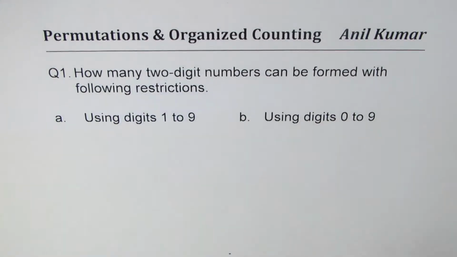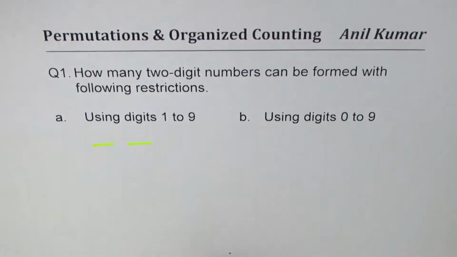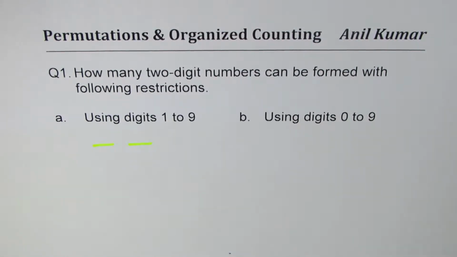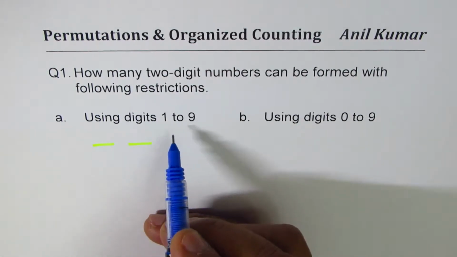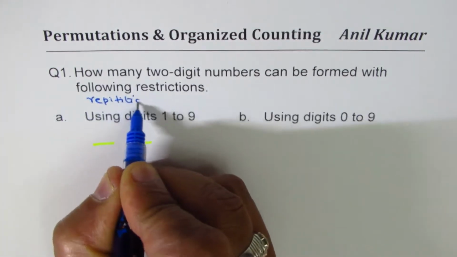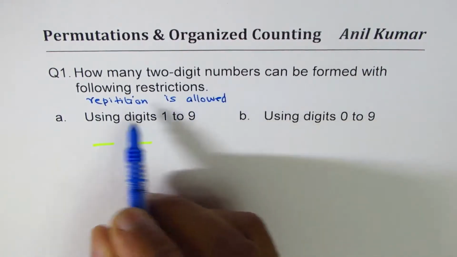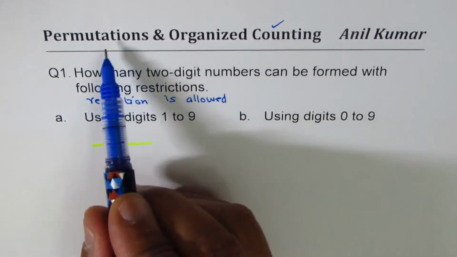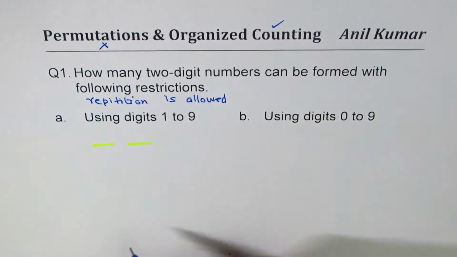So we need a two-digit number. So let us say these are the two digits. We have to use numbers from 1 to 9. Now in numbers, we can repeat these numbers, right? So we'll assume that repetition is allowed. Now whenever repetition is allowed, we use general counting principles. We do not use permutation. Remember that. If repetition is not allowed, then we use permutations.